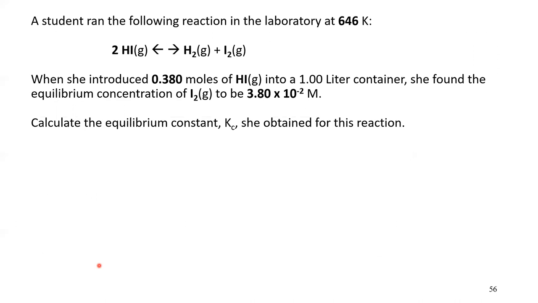So let's look at another one, same kind of problem. So we have a reaction and it says that we put 0.380 moles of HI in a 1 liter container. That means the moles equals the molarity because we're dividing by one. It doesn't mention anything about them adding hydrogen or iodine to the container originally. That means their initial values are zero. And then it says the reaction when it gets to equilibrium has an iodine concentration of 3.80 times 10 to the minus 2. We want to calculate K.